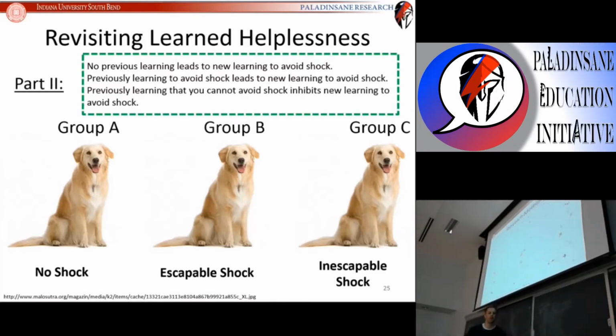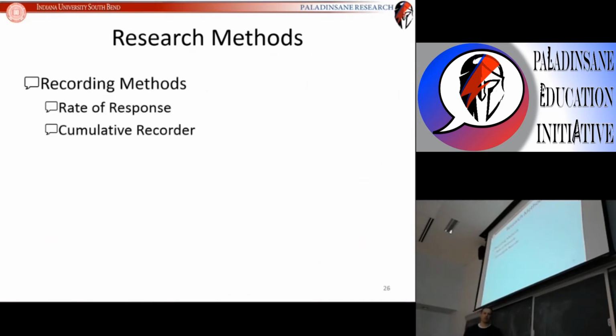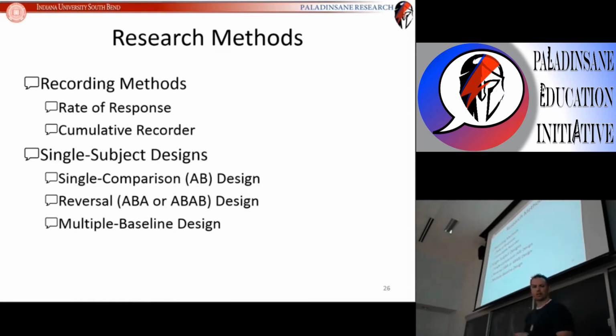All right. So again, as I mentioned before, the new stuff we're going to be doing today is we're going to take a look at recording methods, specifically the cumulative recorder. This is a style of presenting information in terms of patterns of behavior that have been used by the psychology of learning. So it's important to know how to read those. And then we're going to take a look at single subject designs.